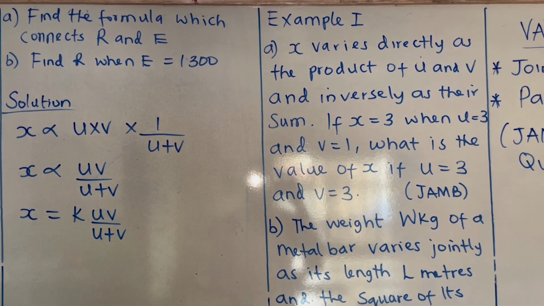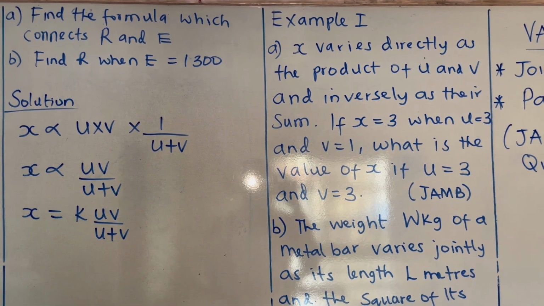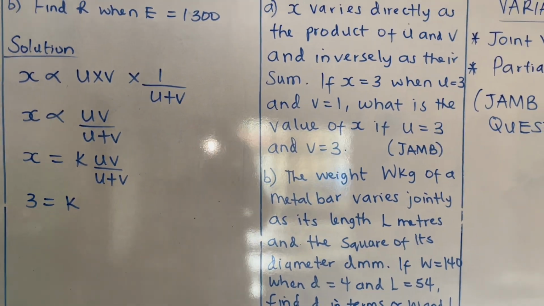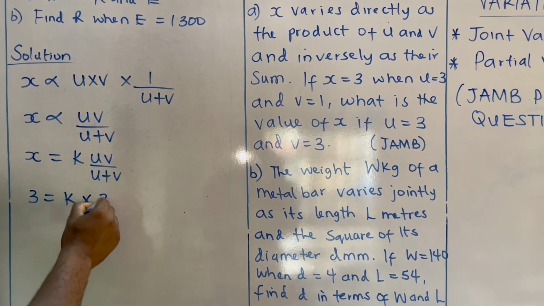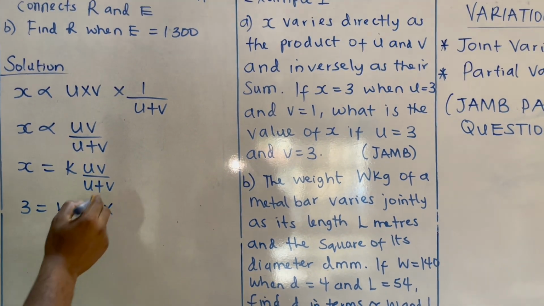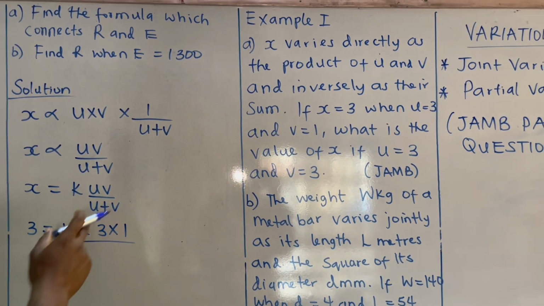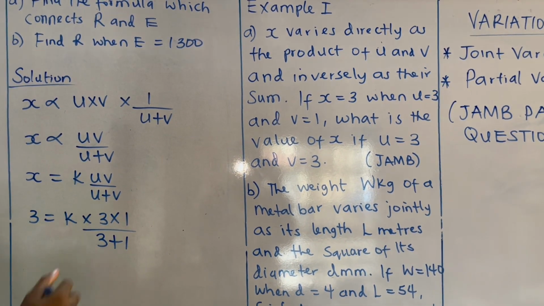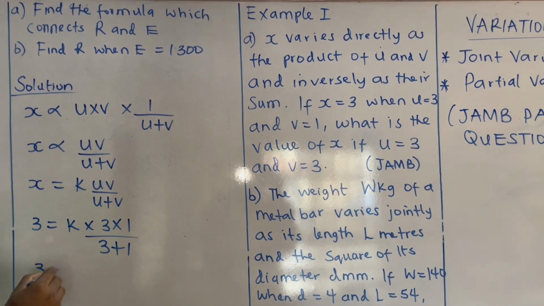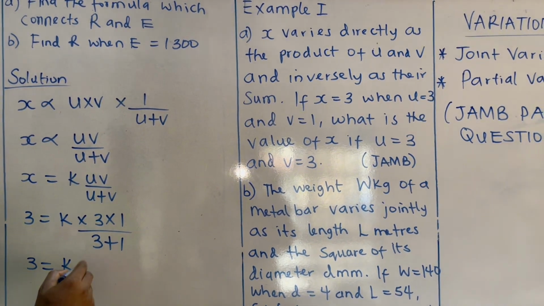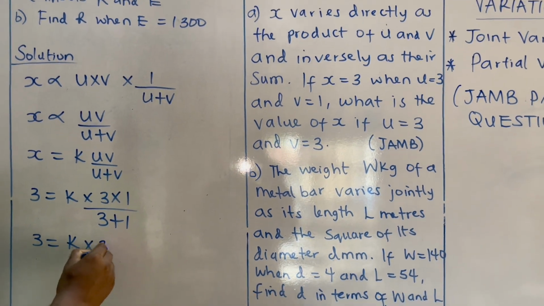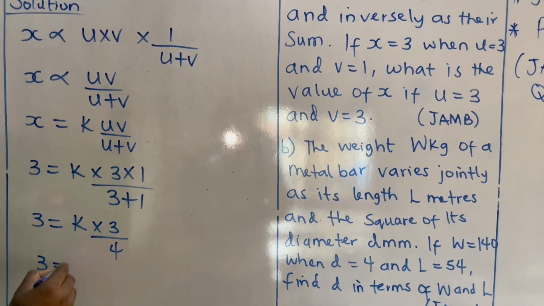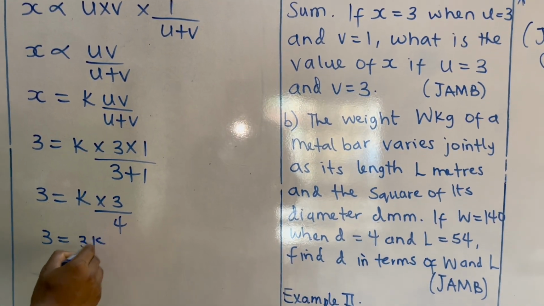Now from the question we have that x is equal to 3. So x is 3, u is 3, so we have times 3, and v is 1, over u plus v, which gives 3 plus 1 because u is 3 and v is 1. So in this case I'll have 3 is equal to k times 3 times 1, which is 3, over 3 plus 1, which is 4. So 3 is equal to 3k over 4.